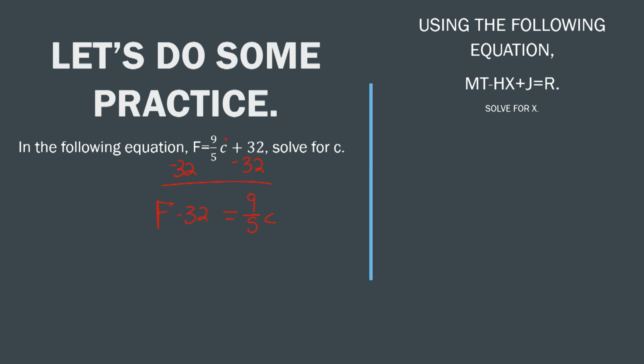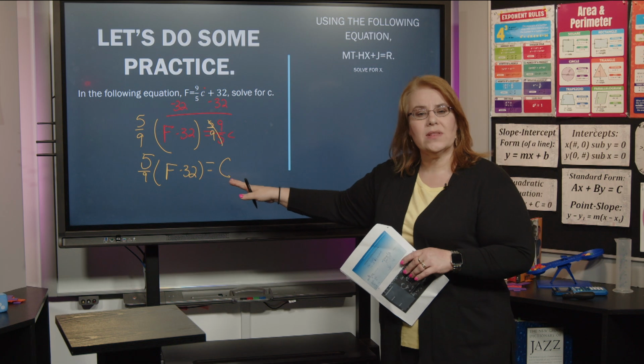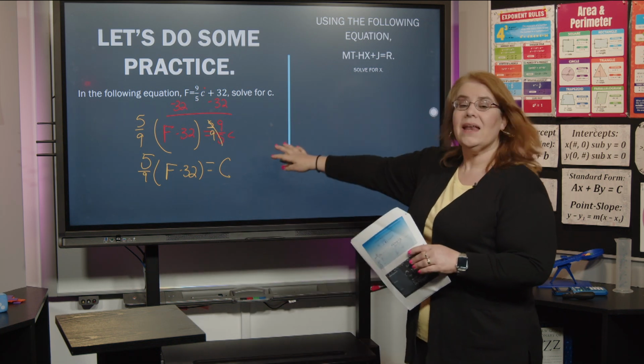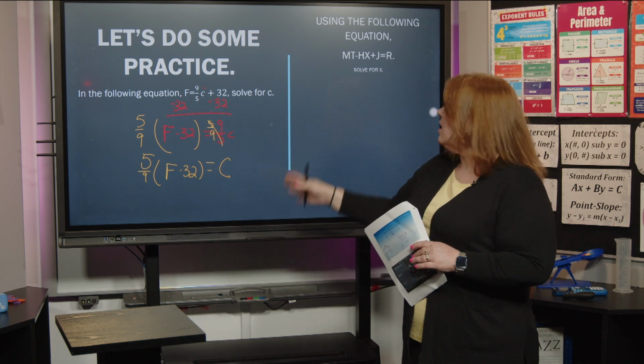Now, I have to get that 9/5 on the other side, so I'm going to divide by a fraction, which I know is just like multiplying by its reciprocal. So I'm going to multiply by the reciprocal. So my c equals 5/9 times f minus 32. Now, if you want to go ahead and distribute that 5/9 into the parentheses, that's perfectly fine. But I know literally what c equals. 5/9 times f minus 32. Let's look at the next one.